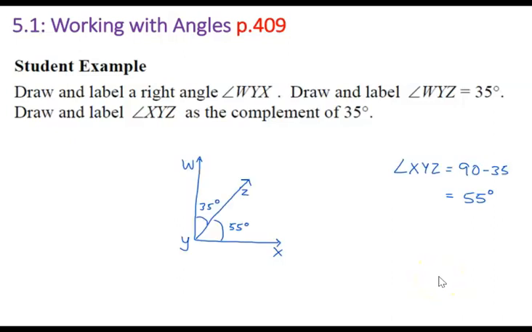Here's an image. You may have drawn it this way. WYZ is 35 degrees. Whereas XYZ or ZYX equals out at 55 degrees, we take the 90 from the corner because of the word complement, and we subtract 35 from 90 to get that 55 degree missing complement to 35 degrees.